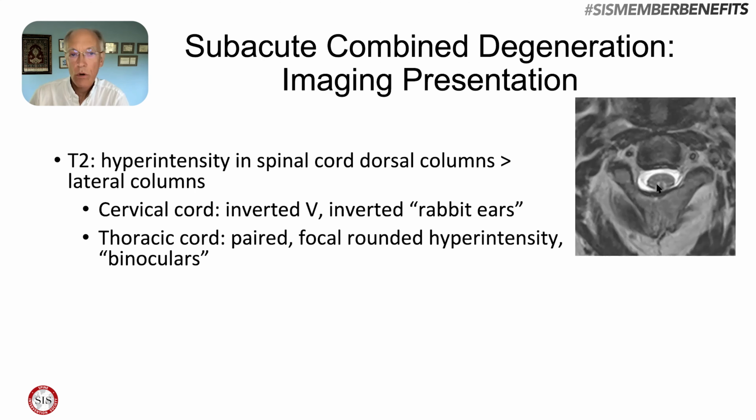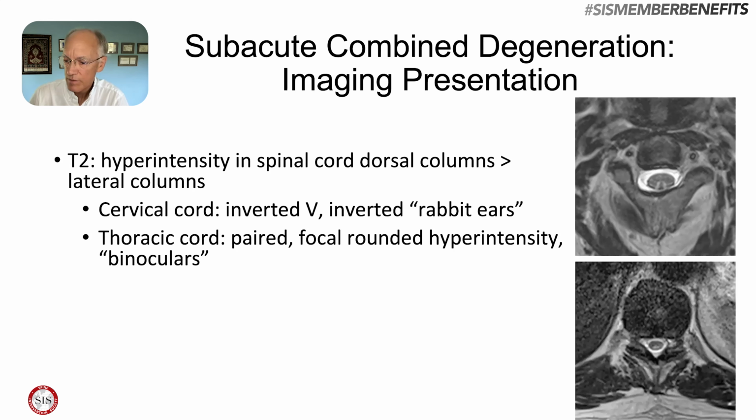In the thoracic cord, we tend to see paired focal rounded zones of hyperintensity, sometimes referred to as binoculars, as we see down here, just two little white spots in the dorsal aspect of the cord. And in the thoracic area, that could be very difficult to see on the sagittal image.